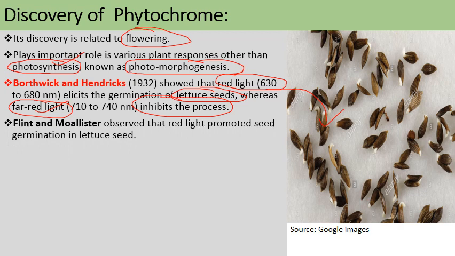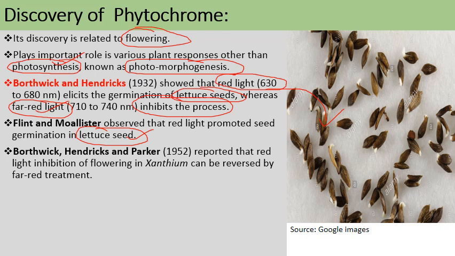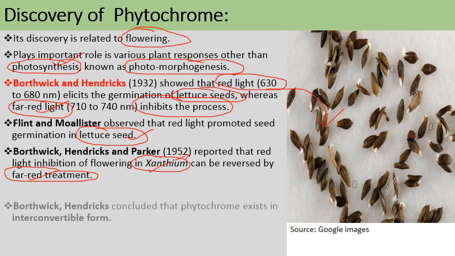Then the next workers were Flint and McAlister. They observed that red light promoted seed germination in lettuce seed. They also observed the same phenomenon. And Borthwick, Hendricks and Parker in 1952 reported that red light inhibition of flowering in Xanthium can be reversed by far-red treatment. So Xanthium is a short-day plant. Its flowering is inhibited by red light, and that can be reversed by the treatment of far-red light. So अगर हम इस short day plant को far-red light देते हैं तो इसमें flowering होगी.